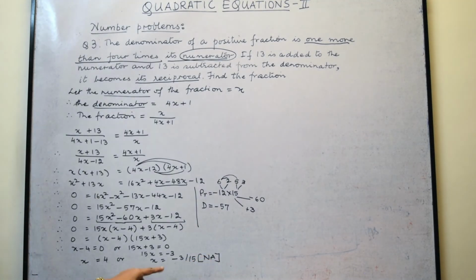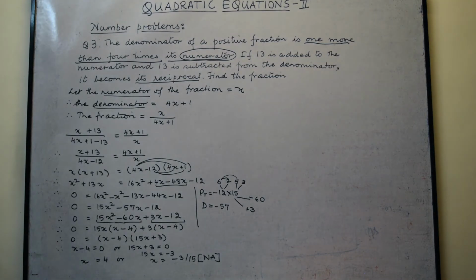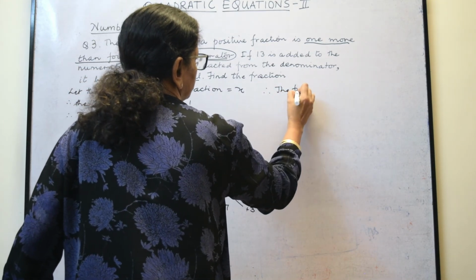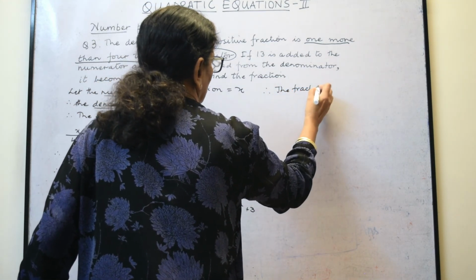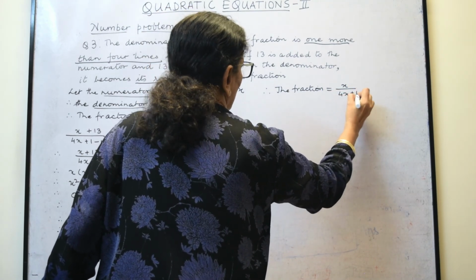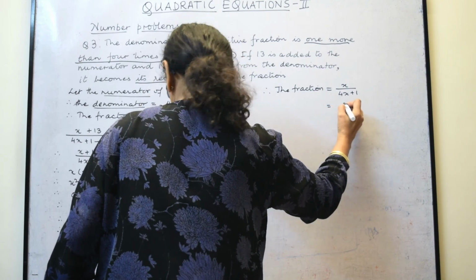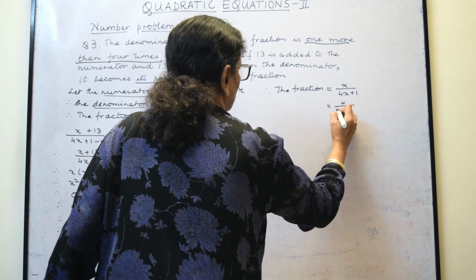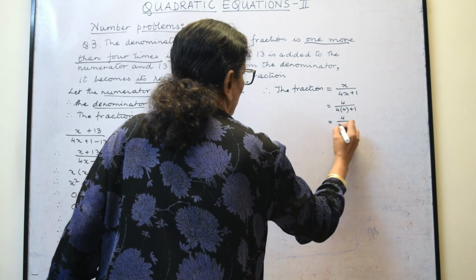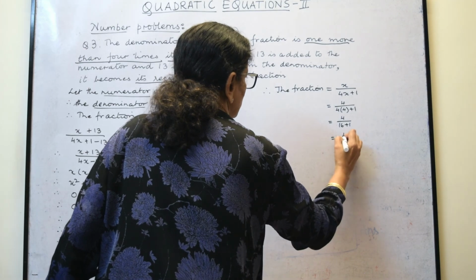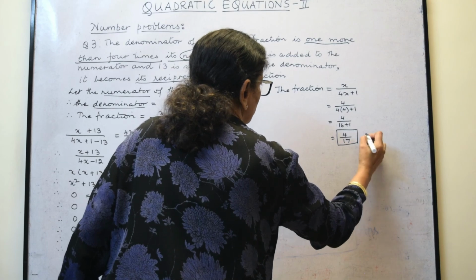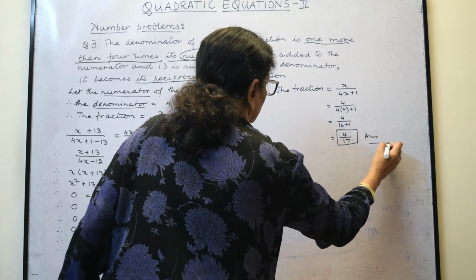It's not applicable since our fraction is a positive fraction, and therefore the fraction is equal to x upon 4x plus 1, and so that is 4 upon 4 into bracket 4 plus 1, which is equal to 4 upon 16 plus 1, which is equal to 4 upon 17, and this is our positive fraction and that is our answer.